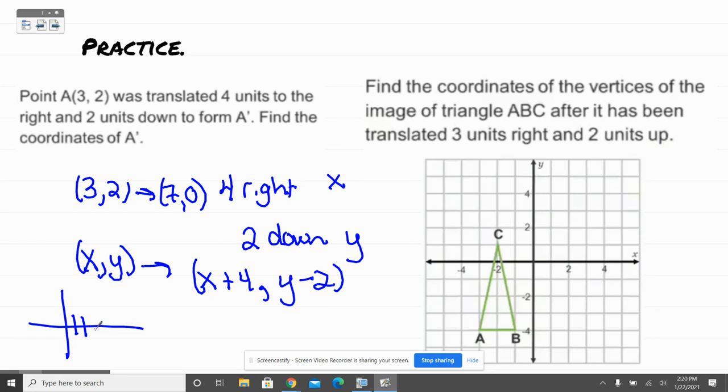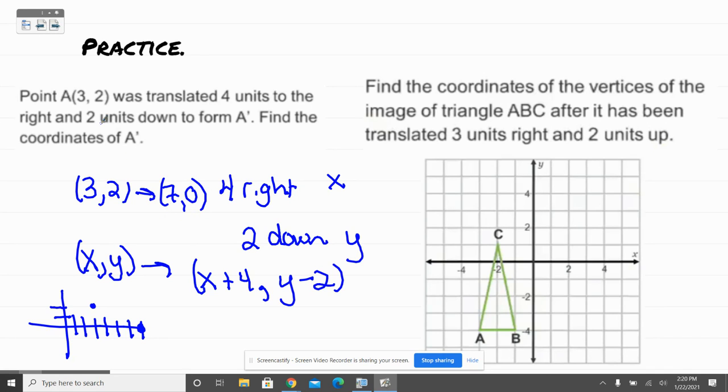Look, 1, 2, 3, 1, 2. This is my point. If I go 4 to the right, where am I at? 1, 2, 3, 4. I'm at 7. Now I got to go down 2. There it is at 0, just where I thought.